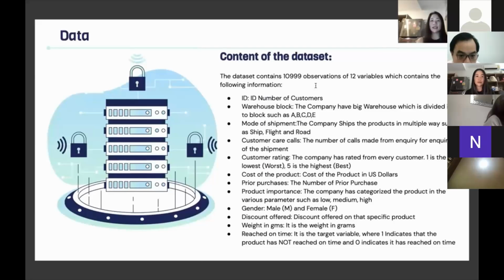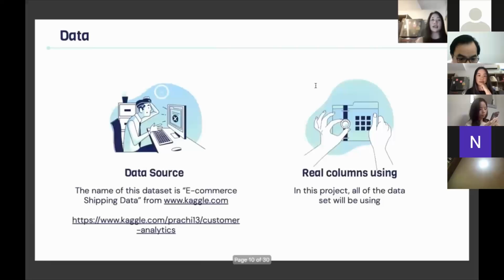My data set contains around 11K observations and 12 variables, aka 12 columns of data, which are ID, warehouse block, mode of shipment, customer care calls, customer rating, cost of the product, prior purchases, product importance, gender, discount offered, weight in grams, and reached on time or not. And of course, my data source comes from kaggle.com, and I'll be using all columns of my data.